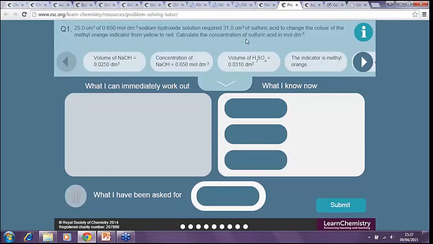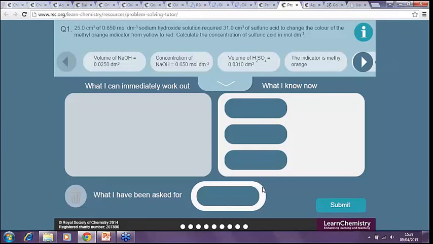So this question here is asking you to calculate the concentration of sulfuric acid in moles per decimeter cubed. It says it right at the end of the question here. And it's giving you some information in order to help you do that. And what the problem-solving tutor is asking you to do is to break that information down. So it's saying, what do you know now? What information do you have already from the question? Okay, and that's what you're going to drop into these areas here. And what is it that you've been asked for? What's the question asking you to work out?